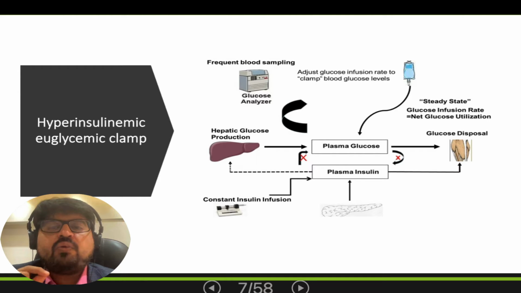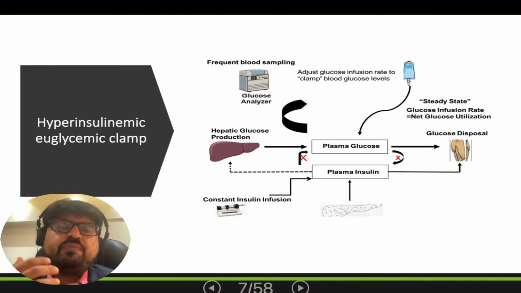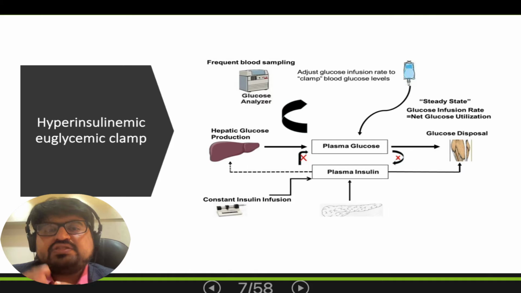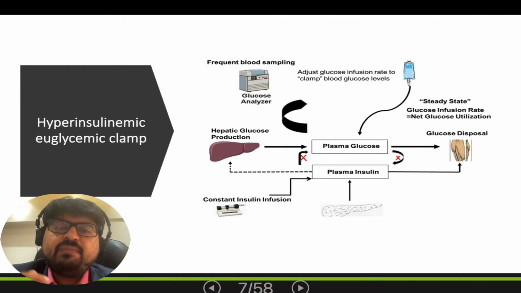Now, if you require more glucose to maintain euglycemia, that means that more glucose is going to the muscle, which means that the patient has higher insulin sensitivity and lower insulin resistance. However, if you need less glucose, it means that less glucose is going to the muscles, which means you have more insulin resistance. So it is exactly the opposite. So basically, what you are doing is you are clamping the hepatic glucose output, and then you are maintaining a steady state of glucose level.